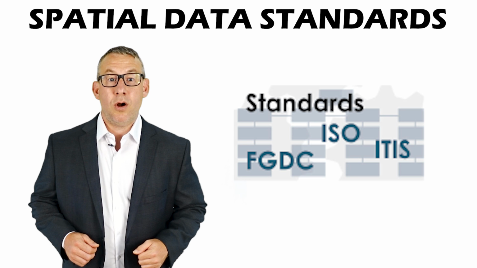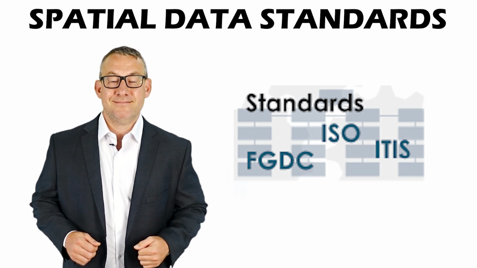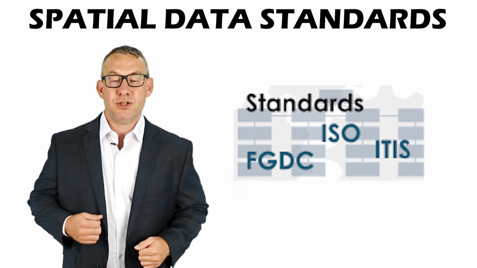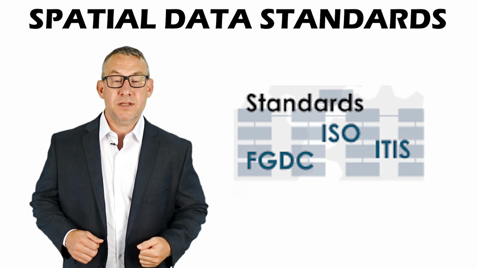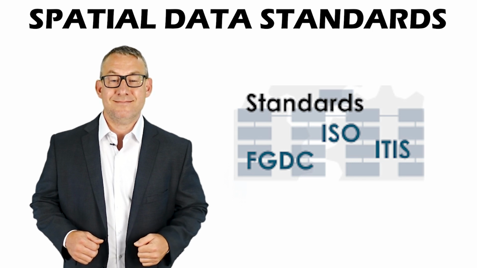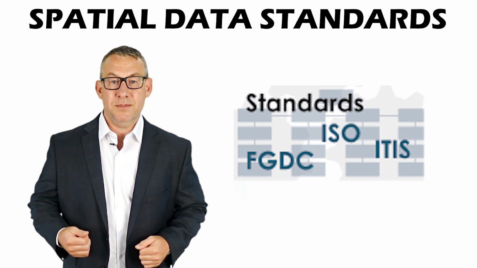Media standards are for the physical form in which data are transferred. Format standards are for the file components and structures. Accuracy standards are for the quality of the positional and attribute accuracy. Documentation standards are for how spatial data are described.